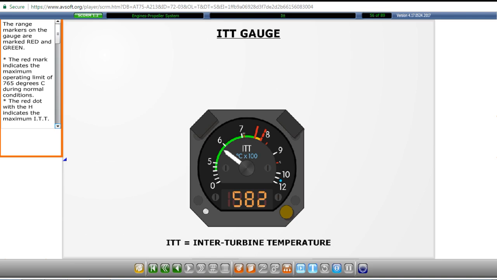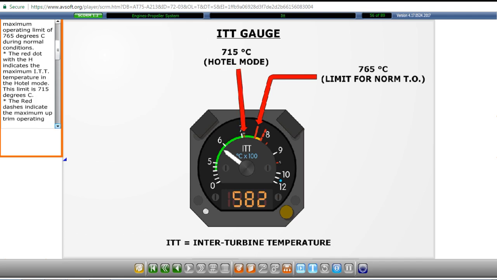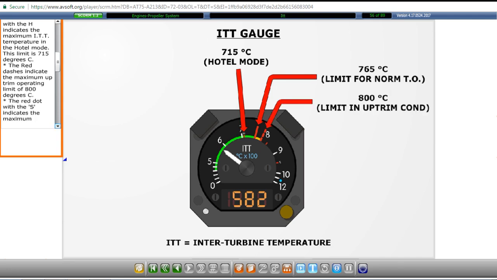The range markers on the gauge are marked red and green. The red mark indicates the maximum operating limit of 765 degrees Celsius during normal conditions. The red dot with the H indicates the maximum ITT temperature in the hotel mode. This limit is 715 degrees Celsius. The red dashes indicate the maximum up-trim operating limit of 800 degrees Celsius.